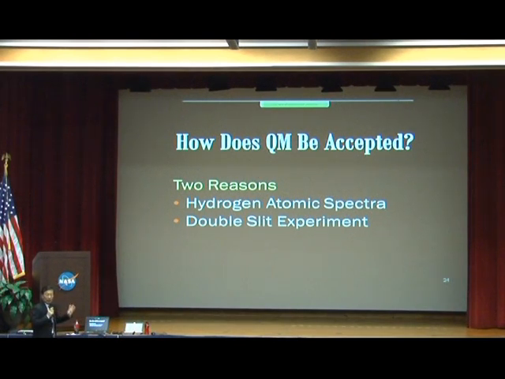Okay, so I guess you all understand where quantum mechanics comes from, right? Now, why was this kind of theory accepted in the first place? People are intelligent, so why was it accepted? Two reasons. One is the spectrum, the hydrogen atomic spectrum.